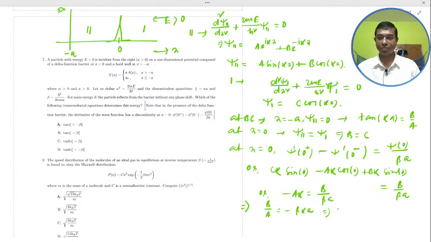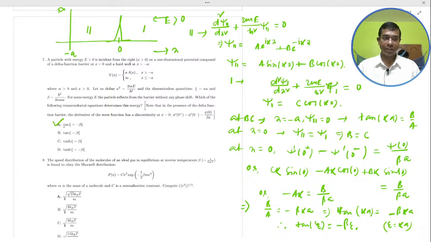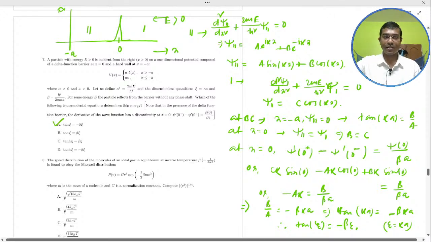That is equivalent to tan of ka equal to minus beta ka, because zeta is ka as given. So therefore tan of zeta is equal to minus beta zeta. Tan zeta equals minus beta zeta. Option A is correct.